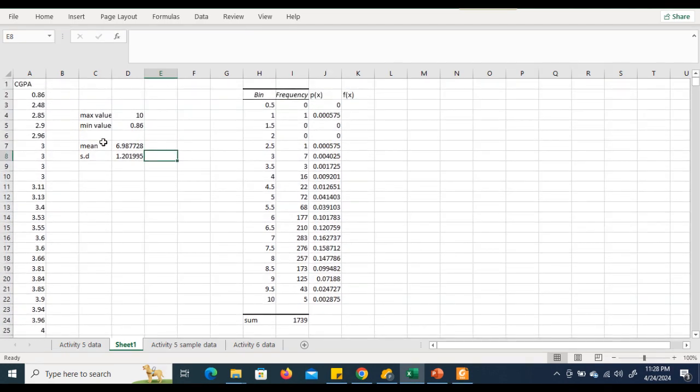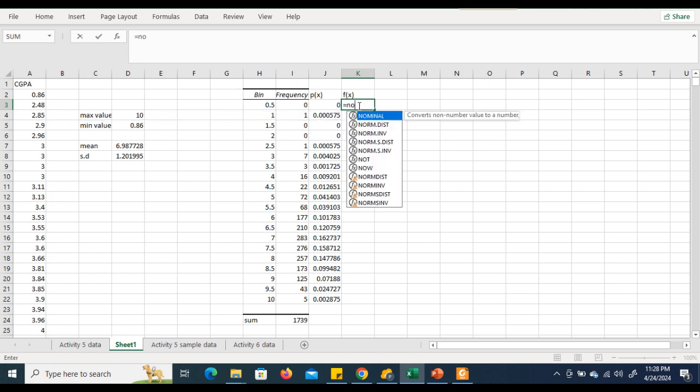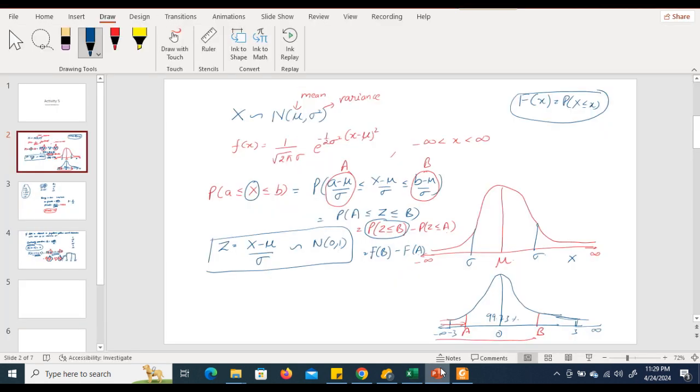So mean and standard deviation are known. Now we are going to calculate the probability using normal distribution. So what is the formula? Normal distribution. Now what is required for this particular formula? First one is, what is the value of x? Here this is our x, this is the bin value, right? But here we are going to use the formula of this one. So in this case, what is x?